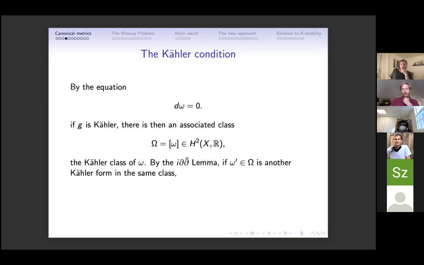And now if you have another Kähler form whose Kähler class is the same topological class, then this i partial partial-bar lemma says that you can describe the difference of the two by a function. So there exists a function phi such that omega prime, your new Kähler form, is the old one plus i ∂∂̄ phi. We'll use the notation omega subscript phi to mean this omega plus i ∂∂̄ phi. So that means that if we fix the Kähler class, we can describe all Kähler metrics in that class through functions.